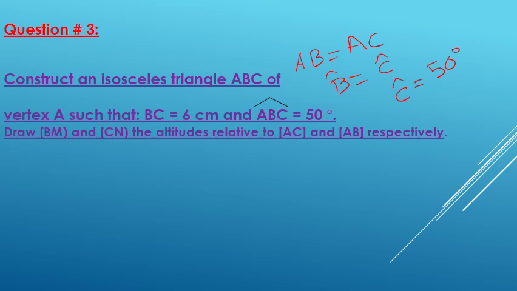We use long ruler and protractor. First, we should construct the side which is what? Which is BC, 6 centimeters. So, this is side BC, which is 6 centimeter.